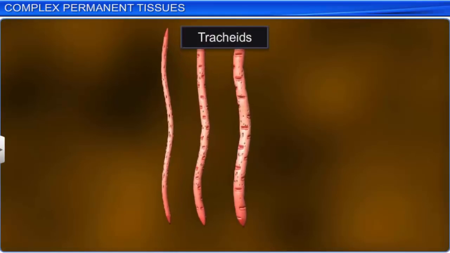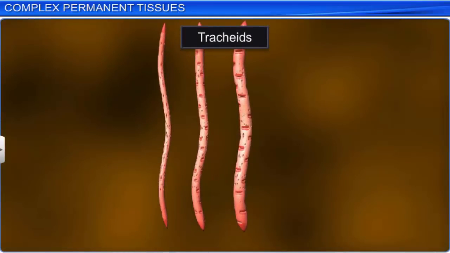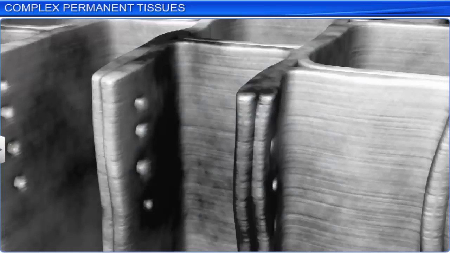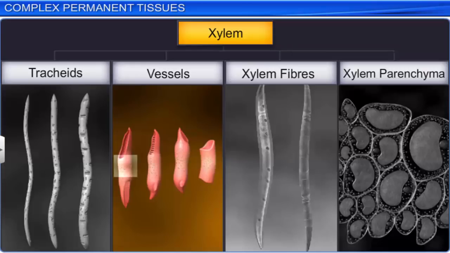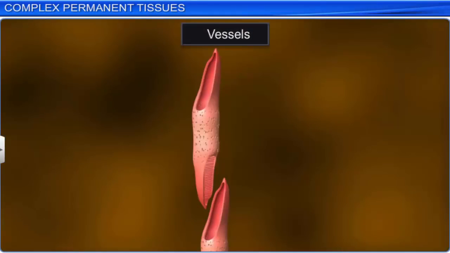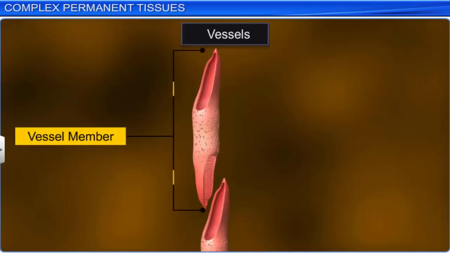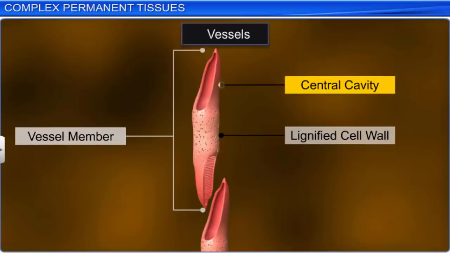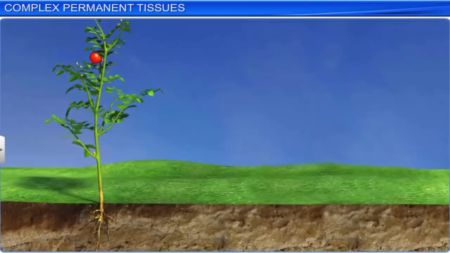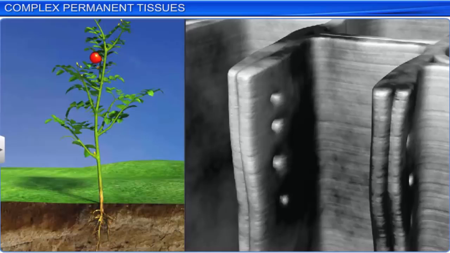Tracheids are elongated, angular, lignified cells with tapering ends. They are dead and without any protoplasm. The inner layers of the cell walls in tracheids vary in thickness. Vessels are long tube-like structures composed of many cells called vessel members. Vessel members have lignified walls and a large central cavity. They are interconnected through perforations in their common walls. Typically, vessels are found in all angiosperms, and vessel cells do not have protoplasm.